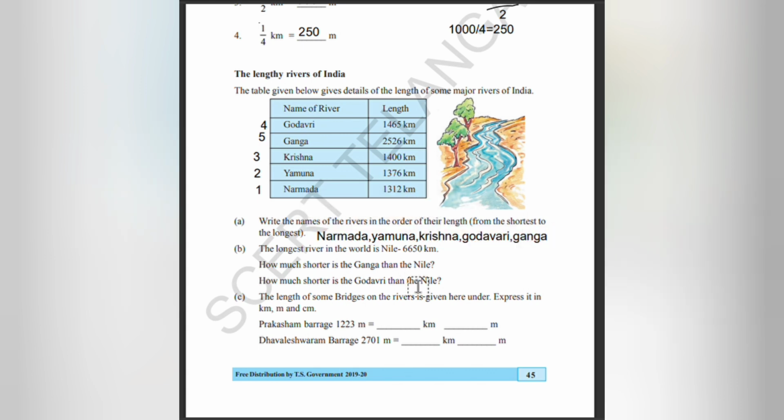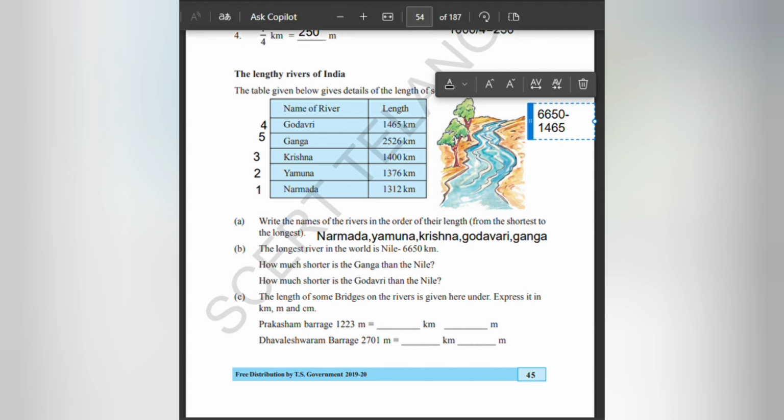The longest river in the world is Nile, 6,650 kilometers. How much shorter is Godavari than the Nile? So the Nile is how much? 6,650. How much is Godavari? That we have to write here. Okay, 6650 minus that of Godavari, which is 1465.